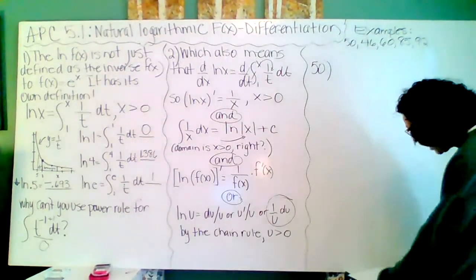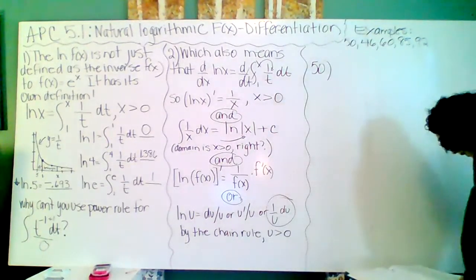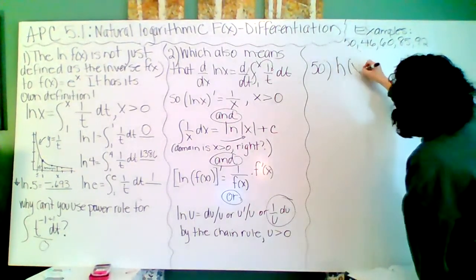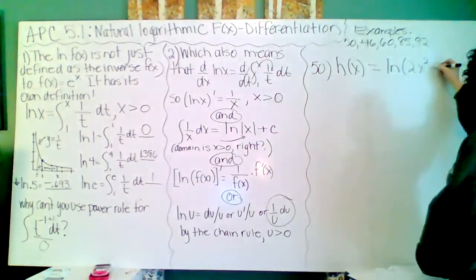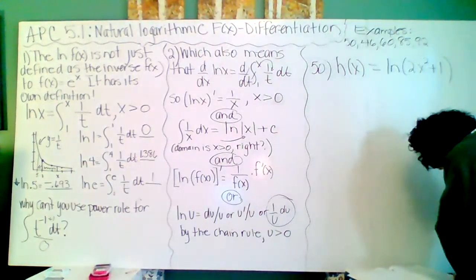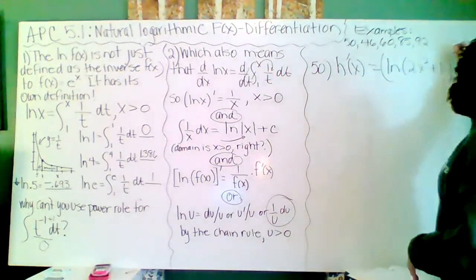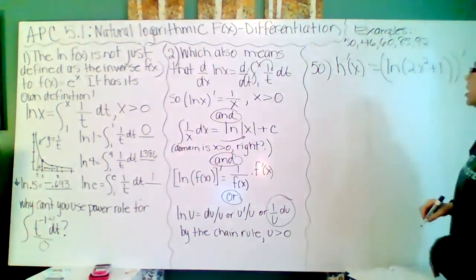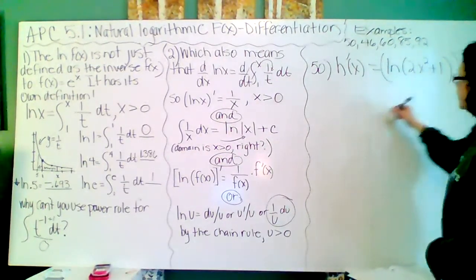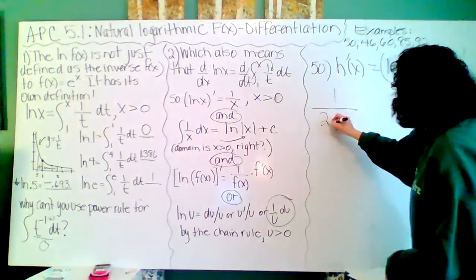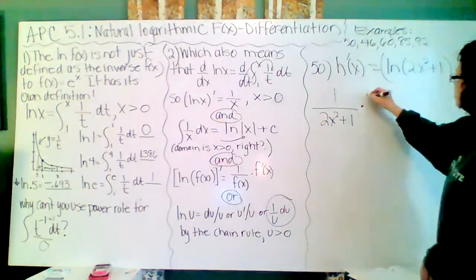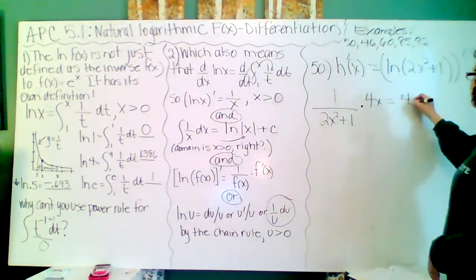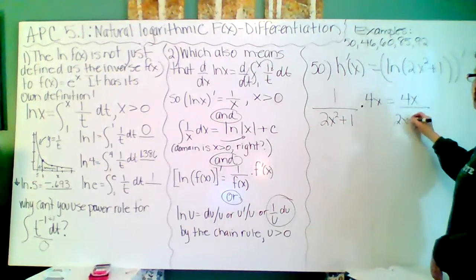I'll stand over here. On number 50, they are asking you to take the derivative of h of x equals the natural log of 2x squared plus 1. And they're just asking us to take the derivative. So we're going to take the derivative. Here we go. The derivative of the natural log of anything is 1 over anything times the derivative of the inside function, which will be 4x. And my final answer is 4x over 2x squared plus 1.